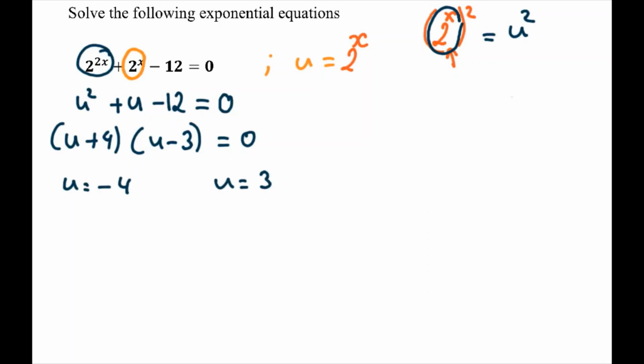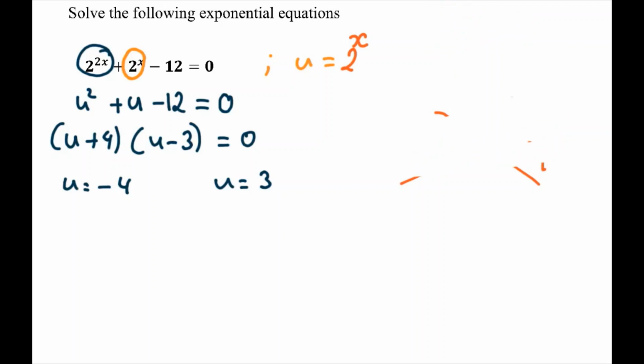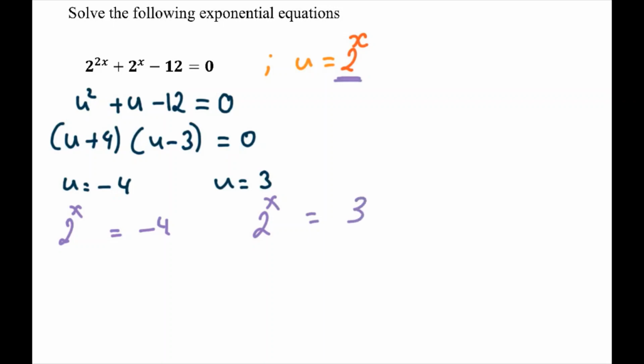Now, if you rush and say the solution set is negative 4 and 3, that's wrong. Why? Because I'm not asking you to find u. The question does not have u. You came up with u. You need to find x. So what we are going to do, we will return u into 2 to the power of x. Same here. Now how are we going to solve it?